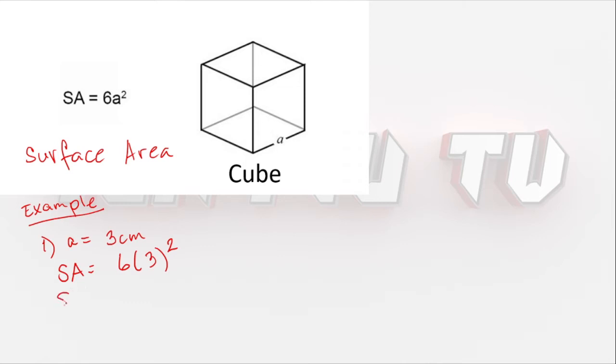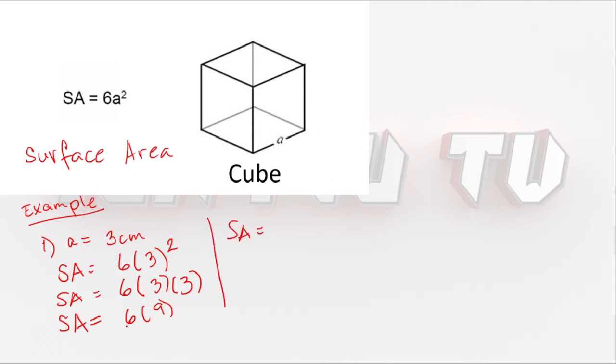Okay? SA equals 6. It means 3 times 3. Okay? Hindi 3 times 2. 3 times 3. So, SA equals 6 times 3 times 3. Okay, so 6 times 9. So, sagot natin dyan, 6 times 9 is 54. Okay, 54 square centimeter.